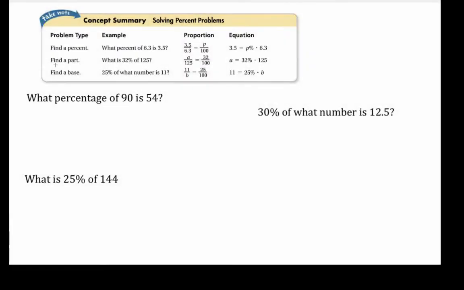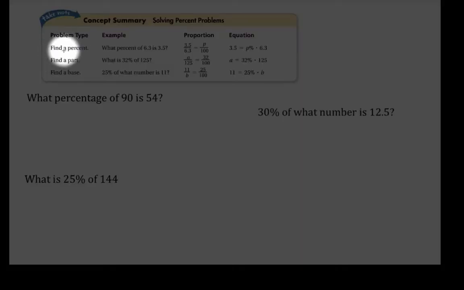So the three types of problems again. If we're asked to find a percent, here's an example, here's how the proportion would look, and here's how the equation would look. If we're asked to find a part, this is how the problem would read, this is how the proportion would look, and this is how the equation would look. And if we're asked to find a base, this is how the problem could read, this is how the proportion would look, and this is how the equation would look.